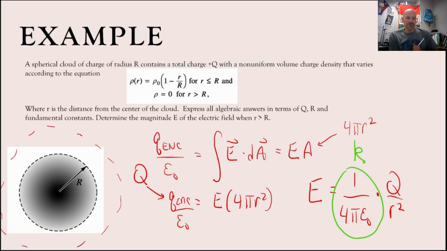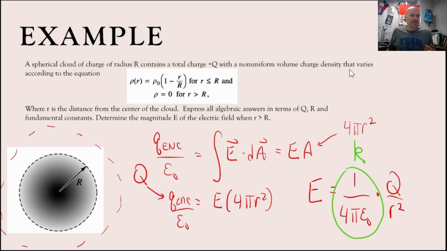Now, there are more parts to this question that we will eventually go over, in particular writing an expression for Q, so what is the amount of charge inside that spherical cloud? And then you can also find the E field inside the cloud. But I wanted you to get used to how Gauss's law works, and really see where the equation for a point charge comes from.